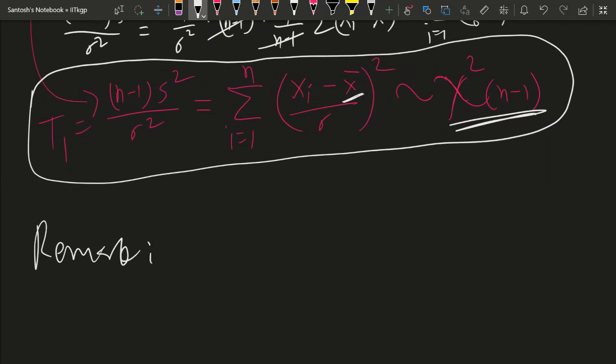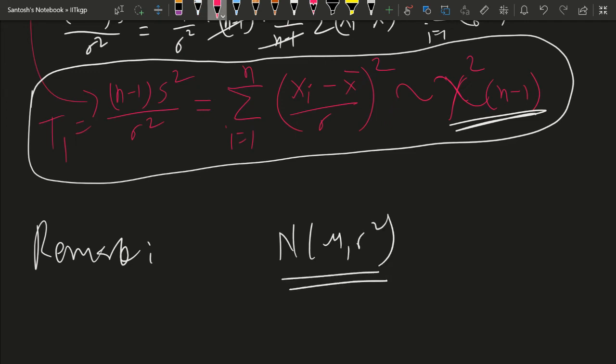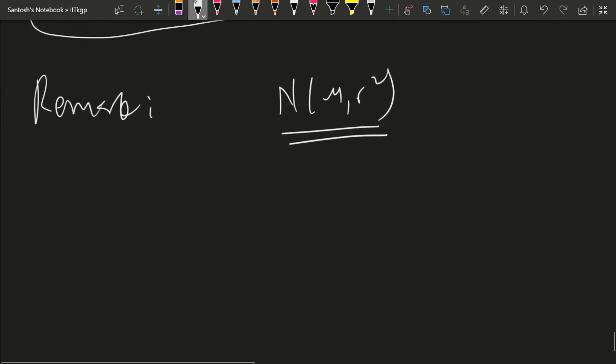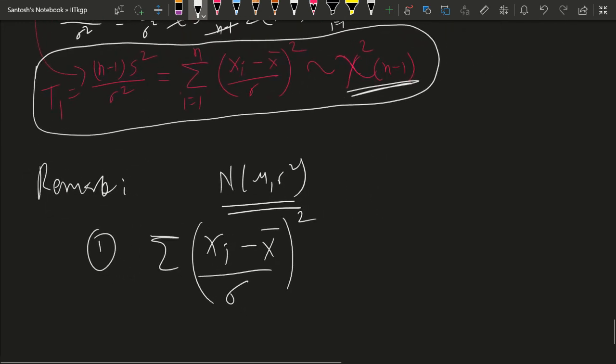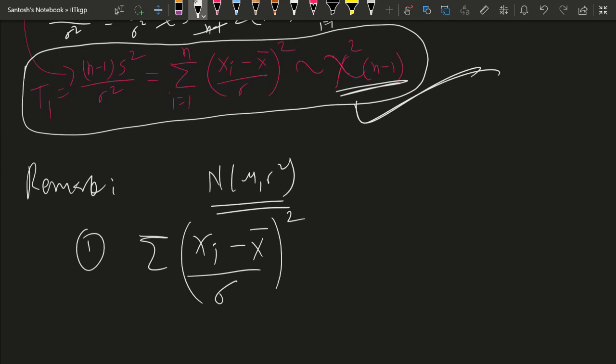You can notice something: I have used x bar. X bar is called the sample mean, and we use x bar when mu is unknown. You remember in the case of normal mu, sigma square. The previous result was nothing but summation xi minus x bar upon sigma whole square, i from 1 to n, and this has distribution chi square n minus 1. So they want to tell you that instead of the mean we have taken x bar.